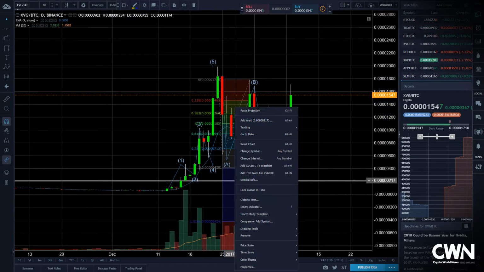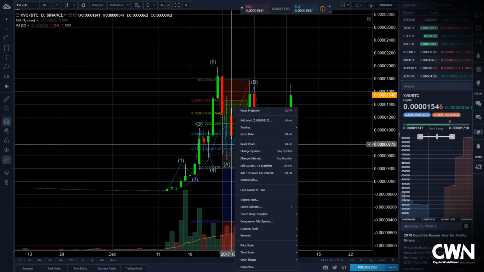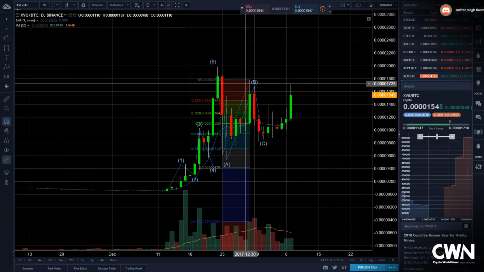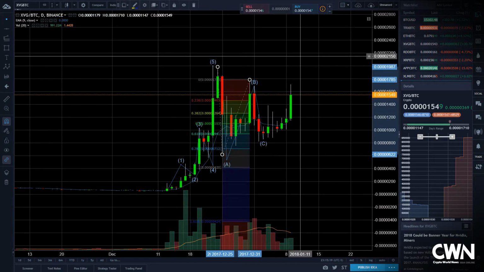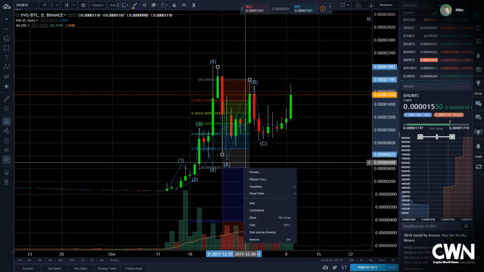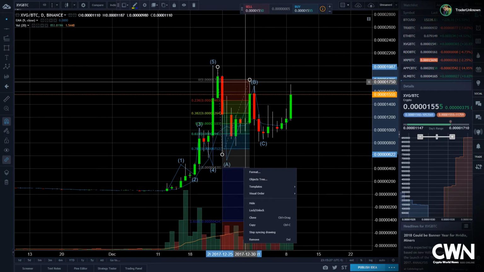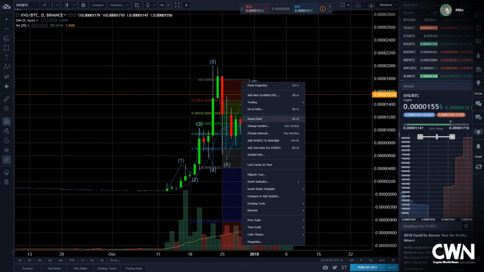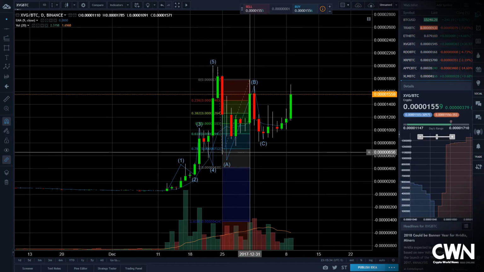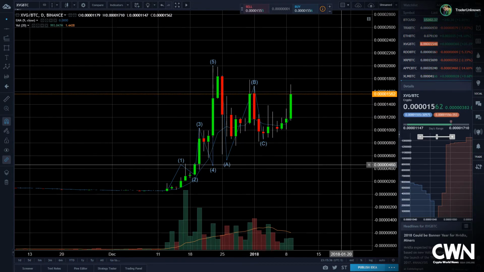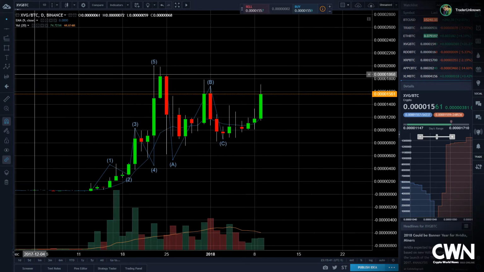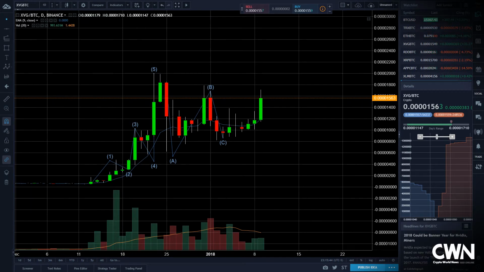How can I get rid of this? So if you're not inside Verge, what is the right time to get in? I can show you. What are you trying to get rid of? I'm trying to get rid of this projection that I did here. So fib, just click on it once and hit the delete key. There we go. Sorry guys if I'm a little clunky with this still. I'm still learning how to use TradingView.